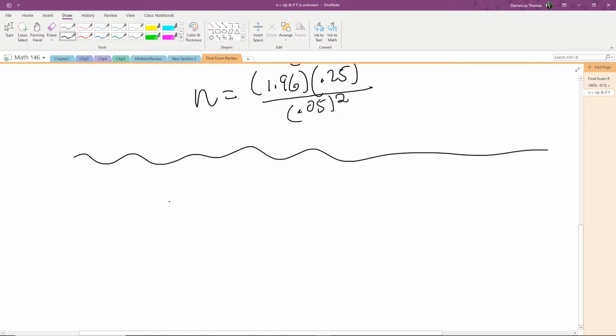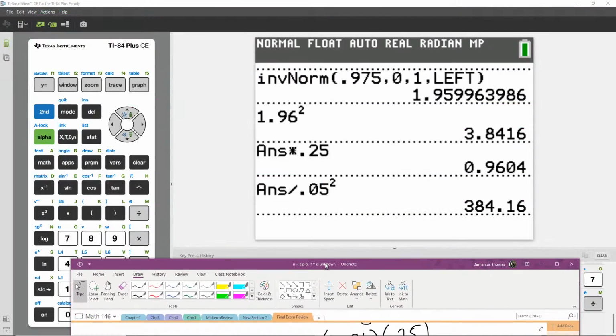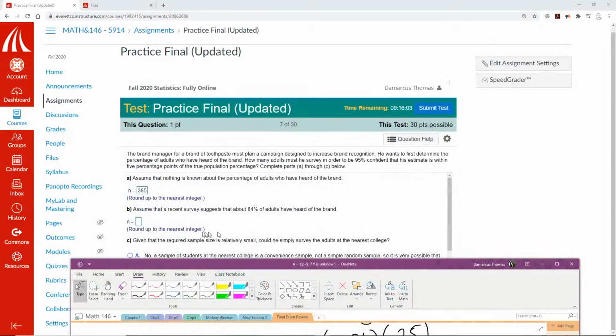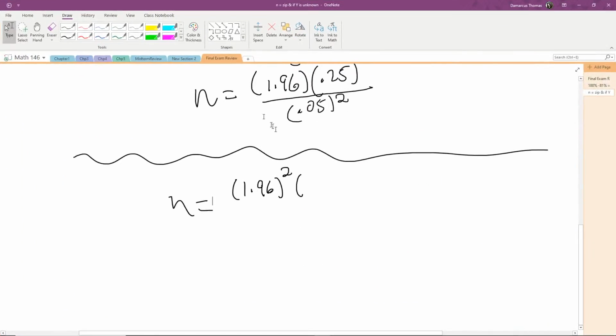We got n equals 1.96 squared, and then we're saying that p hat, well, listen, p hat is 84%, which means q is going to be 0.16 because together they make one whole. And then we're going to divide that by 0.05 squared.